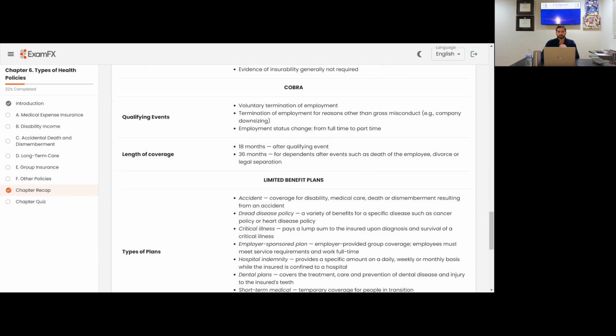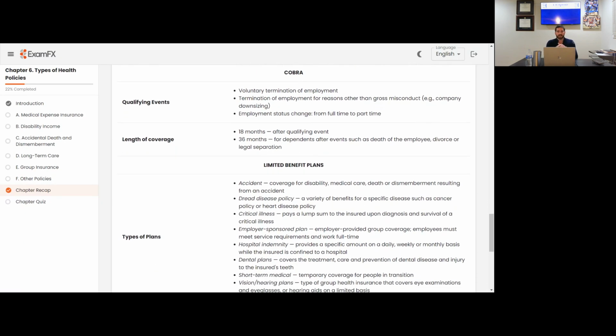COBRA qualifying events, which include a voluntary termination of employment, or termination of employment for reasons other than gross misconduct, meaning you didn't get fired, you didn't do anything inappropriate. There was no bad reason why you got fired or quit. For example, the company downsized and had to let some people go. That's when you would qualify for COBRA.